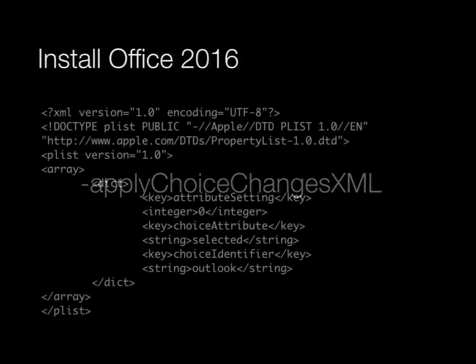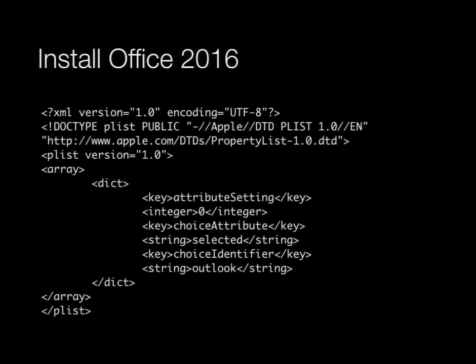With the Apple installer command line tool and Office 2011, we had the option of adding apply choice changes XML to a command line install. This allowed us to point to a plain text file with a little bit of XML information for telling installer, I want these applications installed. I don't necessarily want this stuff installed. It looks something like this. This is a simplified version or a view of the choice changes XML.